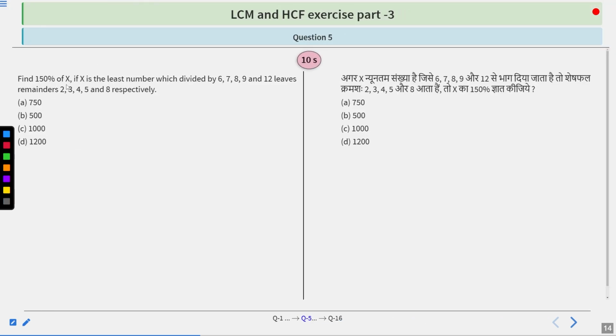Find 150% of x if x is the least number which divided by 6, 7, 8, 9, and 12 leaves remainders 2, 3, 4, 5, and 8 respectively. And options are 750, 500, 1000, and 1200. These are the options.